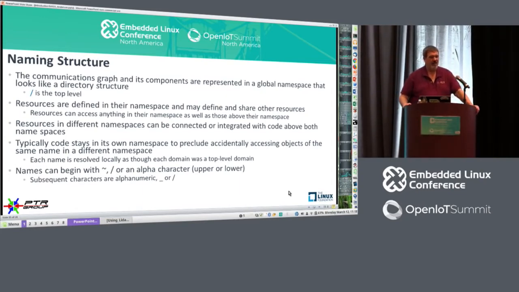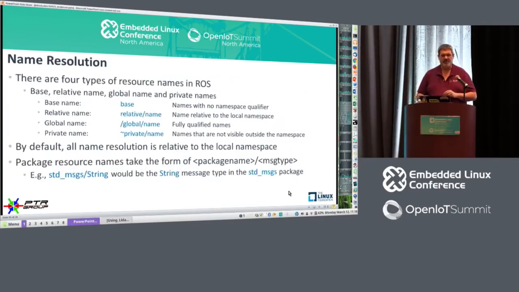It's not that complicated, but it turns out that when we're dealing with the namespace, names will typically begin either with a tilde, which means you're at the home, a slash, or an alpha character, either upper or lower. Then all the subsequent characters are either alphanumeric, underscores, or slashes. It is fairly pedestrian in some of the naming conventions that it uses, but it does keep you out of trouble when you're talking about relatively complex systems where more than one group may be responsible for individual subsystems.